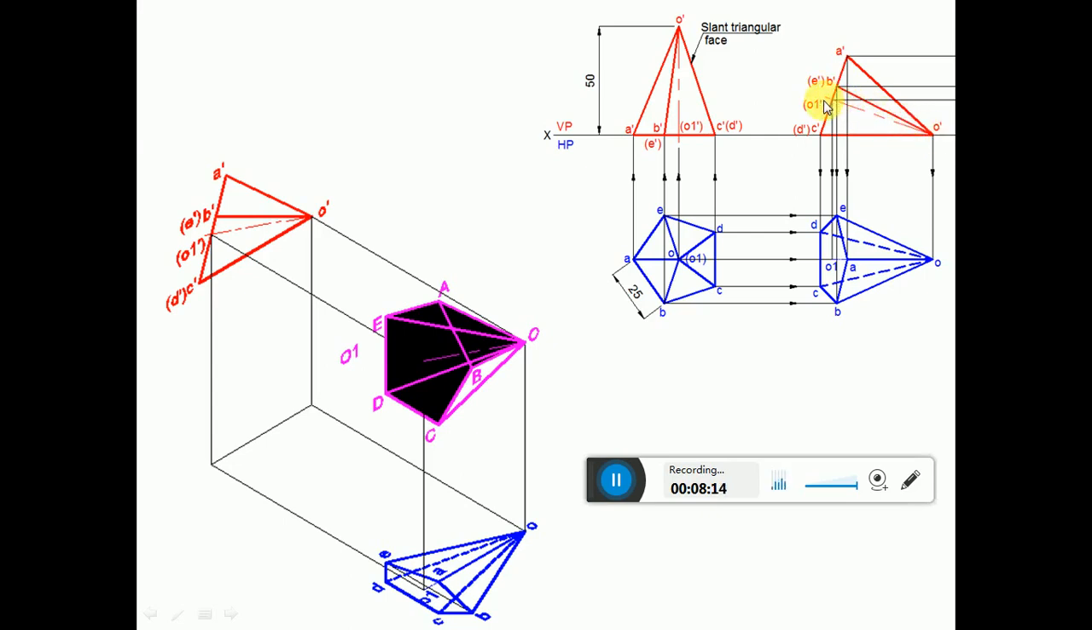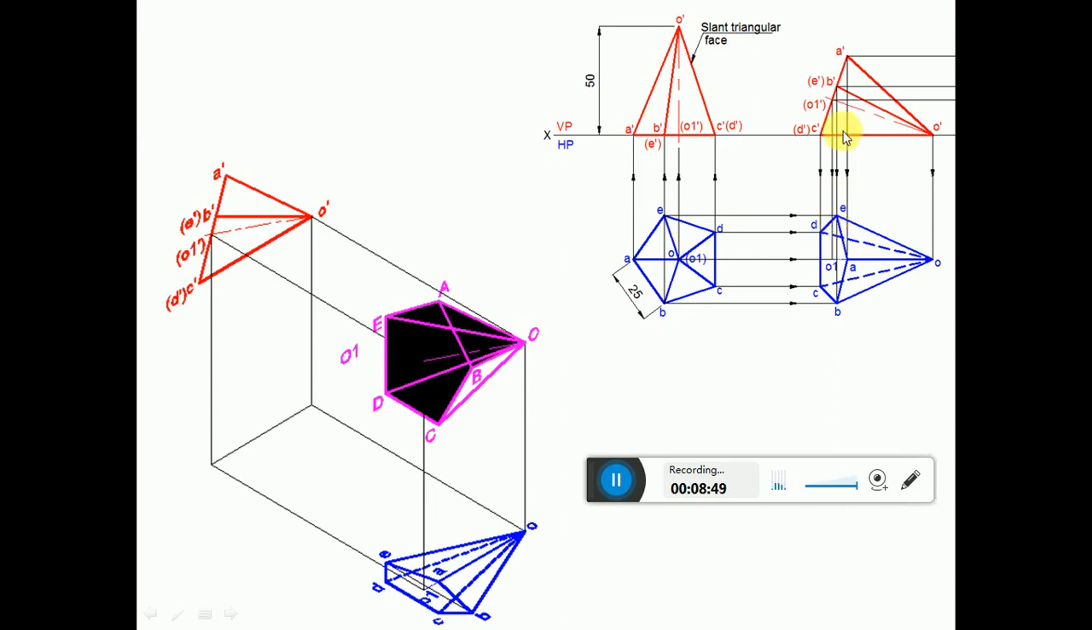Now we have to draw the top view of this. So here draw a vertical projector from C dash D dash and draw a horizontal projector from C and D to get this point CD. Similarly, draw a vertical projector from O1 dash and draw a horizontal projector from O1 to intersect at the point O1 in the top view. Similarly, draw a vertical projector from B dash D dash and draw a horizontal projector from B and D, B and E to intersect at the point B and also at the point E.